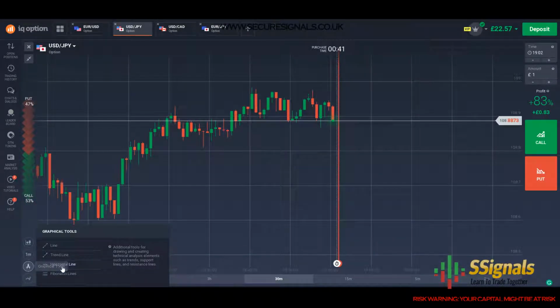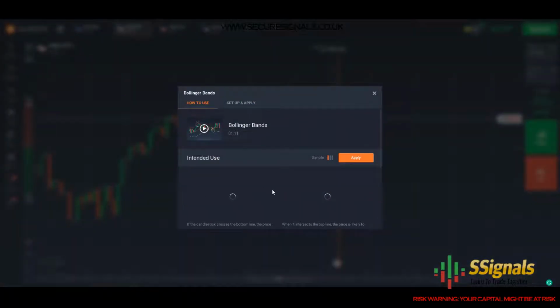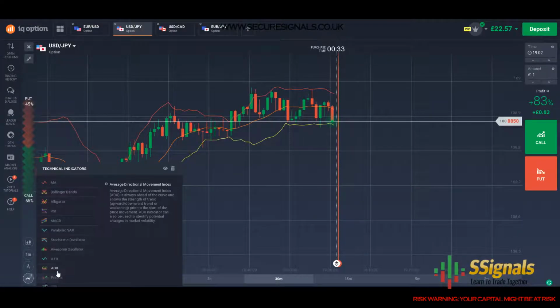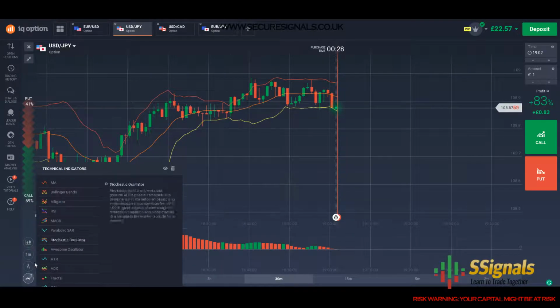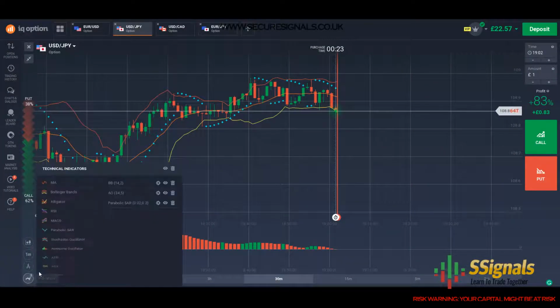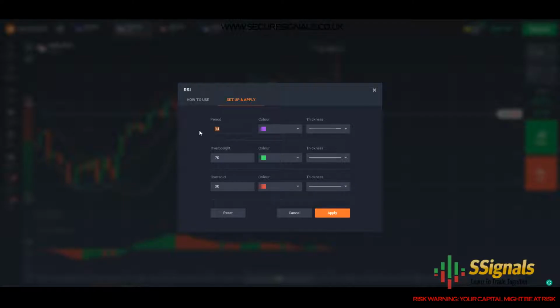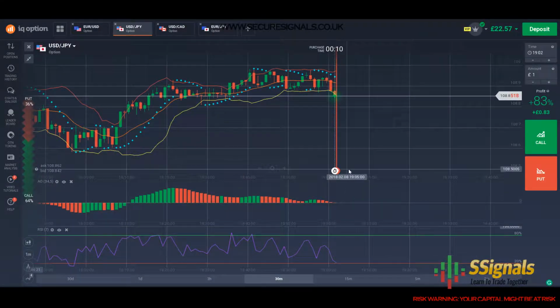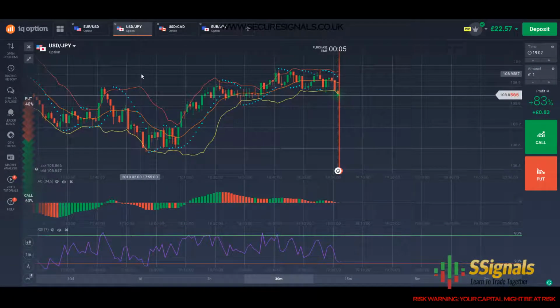So I'm just going to add some indicators. Firstly, you click at the bottom, indicators. We're going to put Bollinger Bands, press apply. We're going to add Awesome Oscillator, apply. We're all using default settings here. We're going to add some parabolic SAR, apply, and then RSI. But RSI we're going to be setting up at a 7 period, an 80 overbought, and 20 oversold. We don't really use indicators too much, but we just use it as a confirmation.